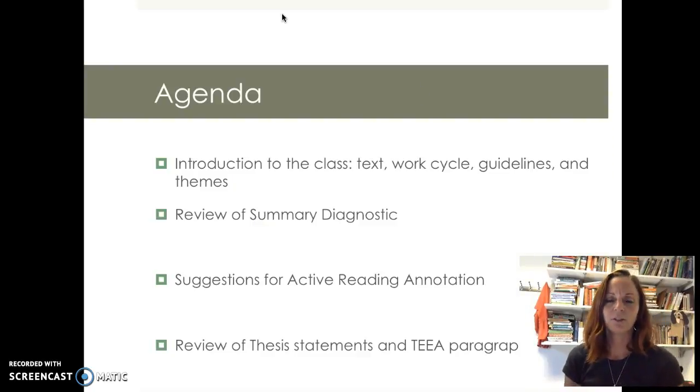So for this lecture, we're going to talk a little bit about the class, how it's going to go, some ground rules, and then we'll talk a little bit about this diagnostic summary assignment. And I'm going to give you some suggestions or thoughts about how to do annotation. And then we'll dig into thesis statements and paragraph development.